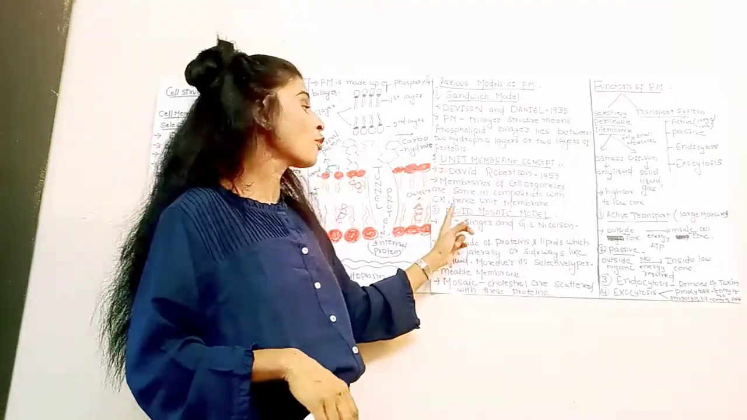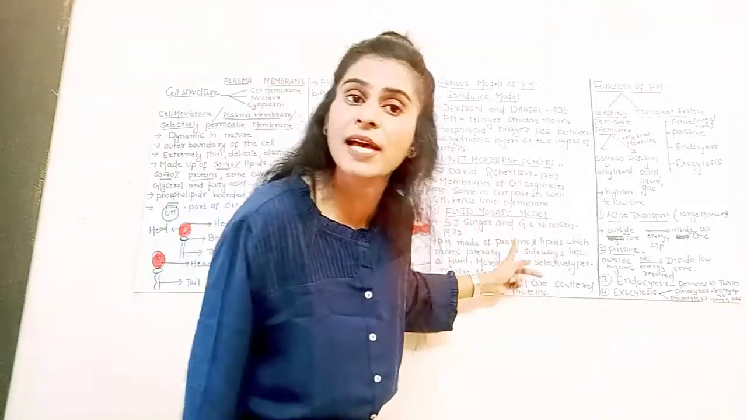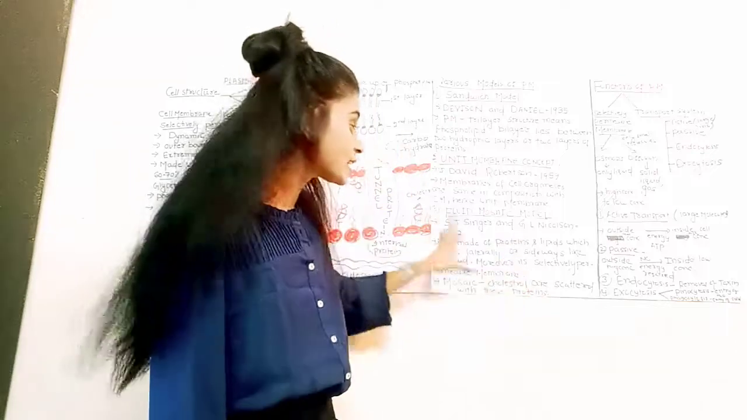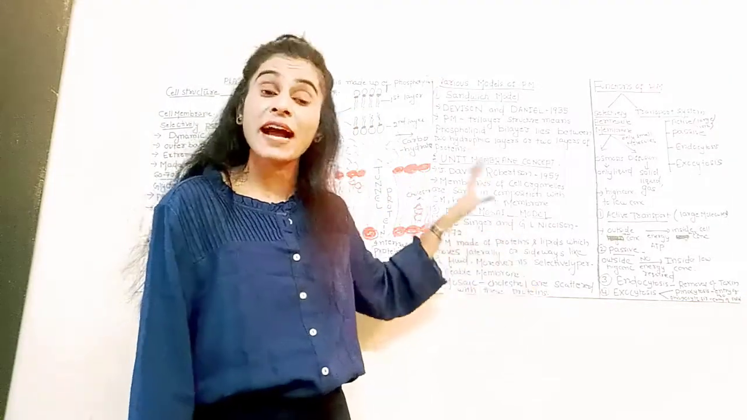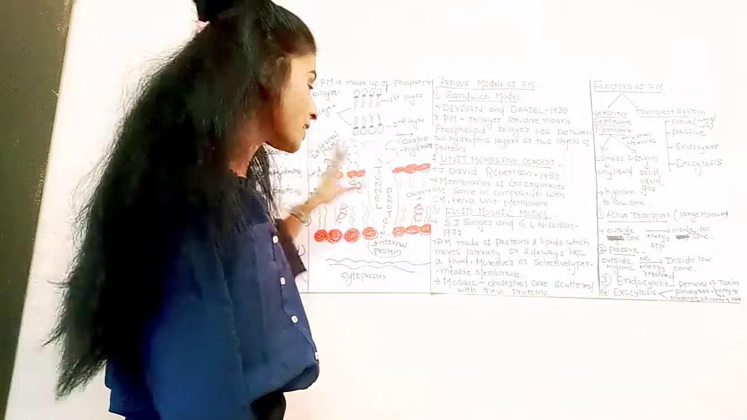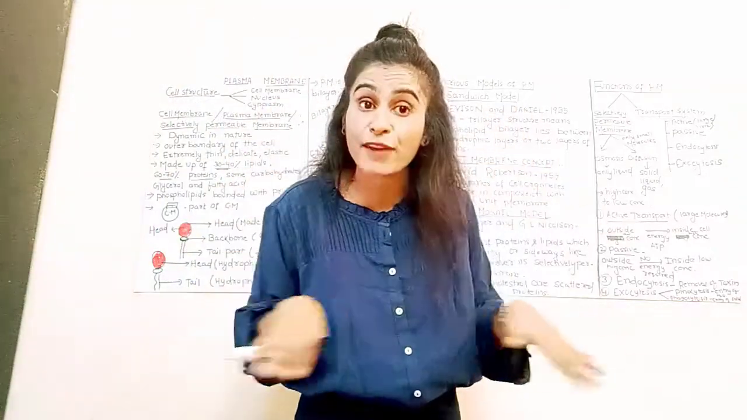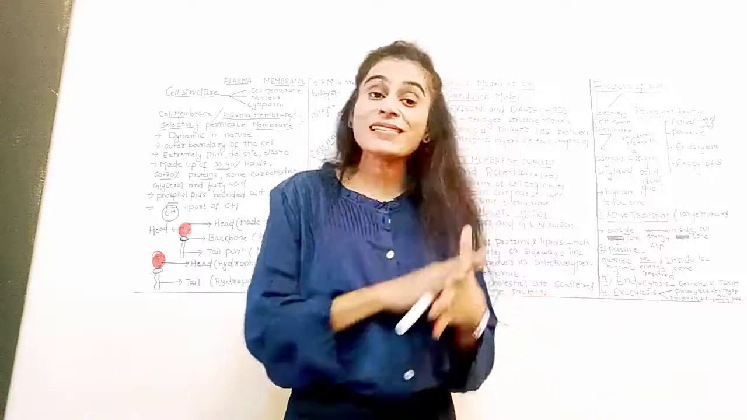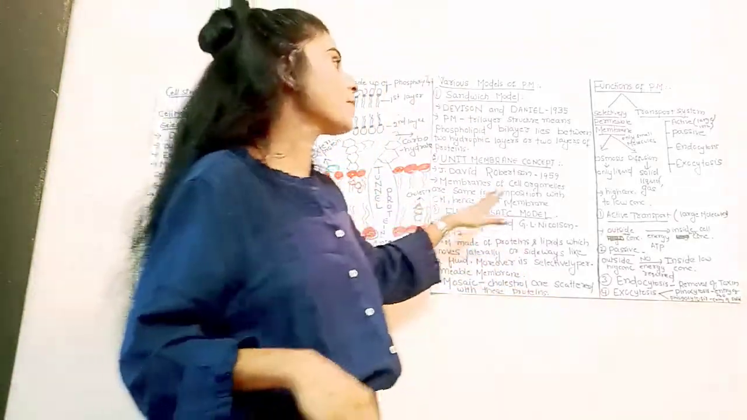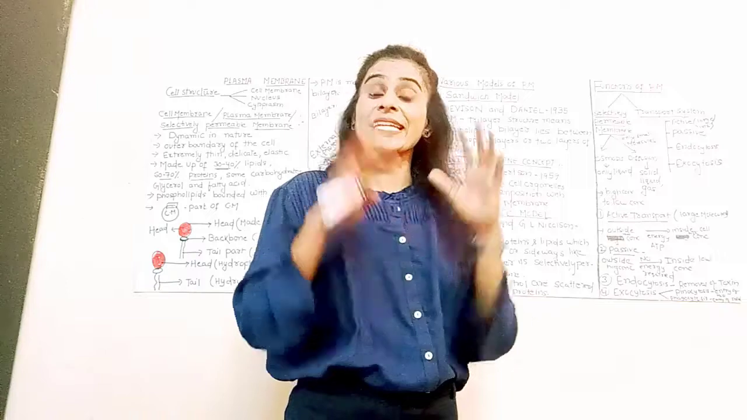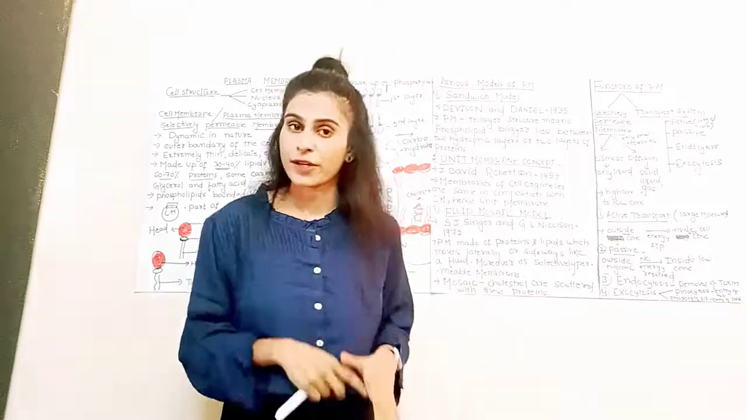Hence it is called the fluid mosaic model. But why mosaic? We have discussed that proteins and lipids, and a number of cholesterols, are embedded over it, which forms a mosaic, floor-like structure. So hence it is called the fluid mosaic model, guys. And it is a widely accepted model.